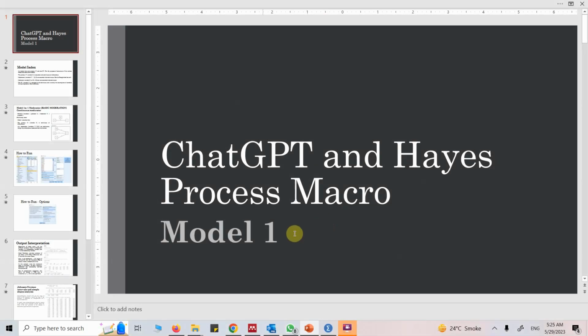ChatGPT and Hayes' PROCESS macro Model 1. In this session we are going to talk about how to use ChatGPT with Hayes' PROCESS macro in SPSS and understand moderation analysis. And before I go into detail of how to use the PROCESS macro with ChatGPT in order to better understand the moderation analysis results, we should first understand what is a moderation analysis.